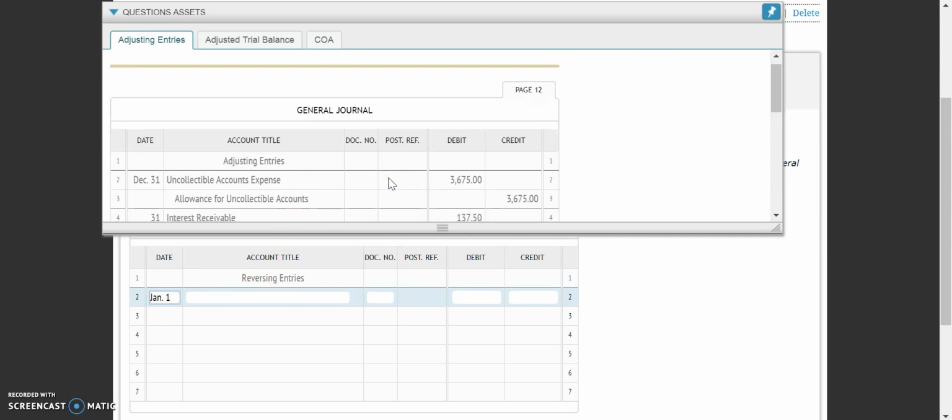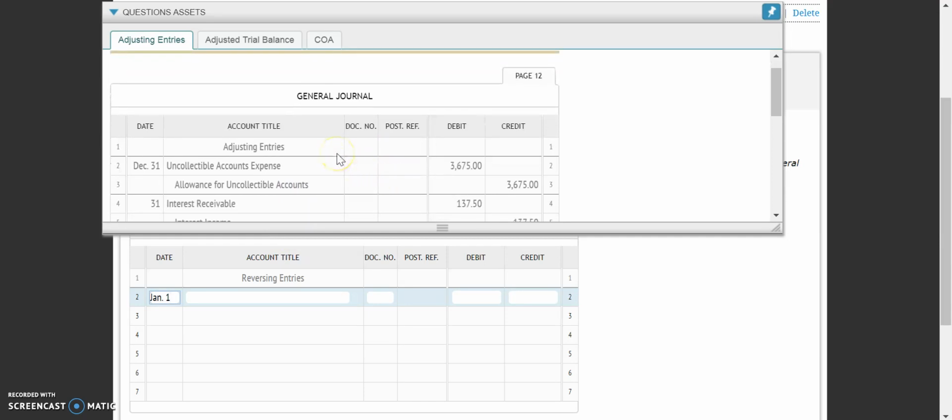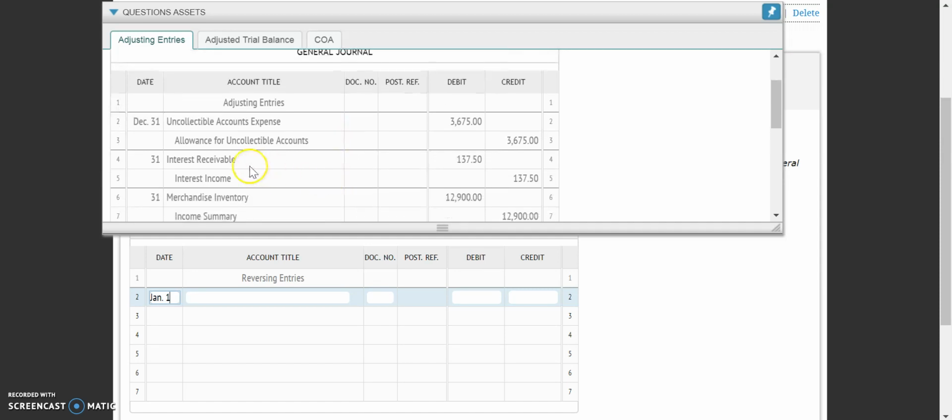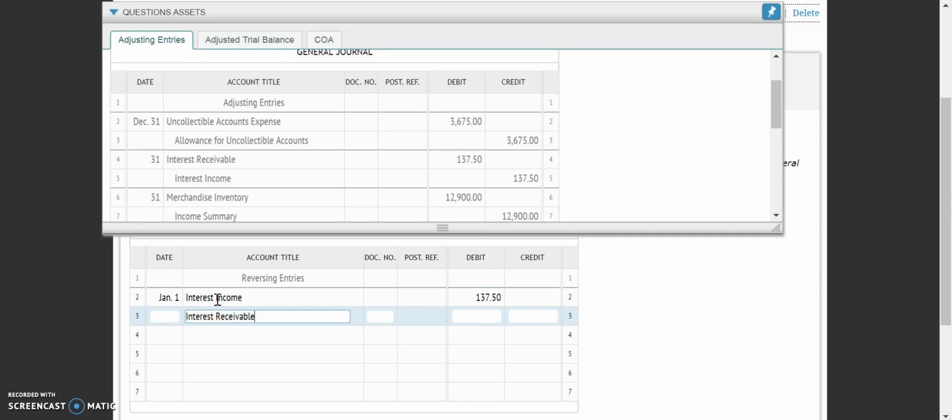So as we start scrolling through our adjusting entries, we need to think about which ones affected either an asset or a liability account that originally had a zero balance. And our first one that would do that is our interest receivable and interest income. With interest receivable and interest income, with a reversing entry, we're just flip-flopping that. So instead of interest receivable being debited, it will be credited, and interest income will be debited instead of credited. So we come in here and we put interest income, $137.50 for the debit, and then interest receivable is going to be credited for $137.50.